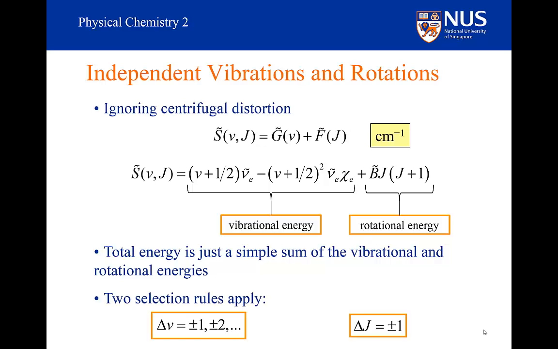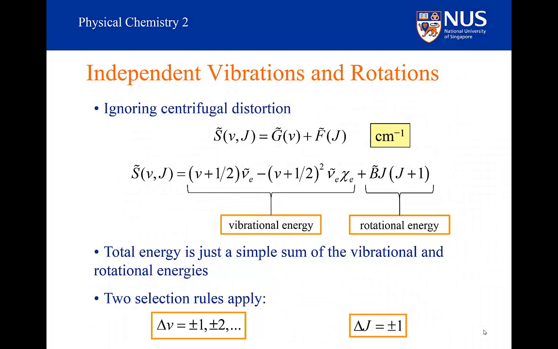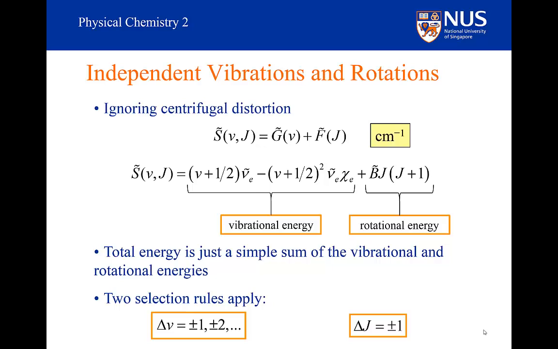To predict the spectrum that will result from rovibrational transitions, we need to take into account both the selection rules. That delta V can be plus or minus 1 or plus or minus 2, etc. But of course transitions for delta V greater than plus or minus 1 will exhibit far weaker spectral line intensities, and that delta J is equal to plus or minus 1. Let's see how this affects things.